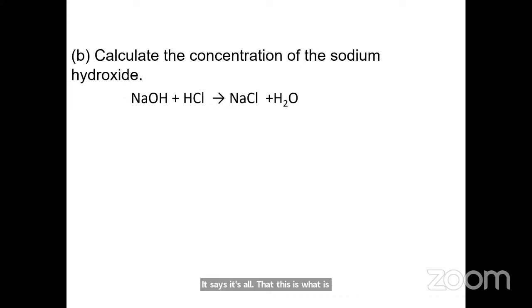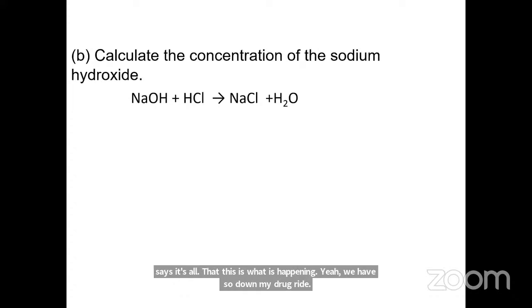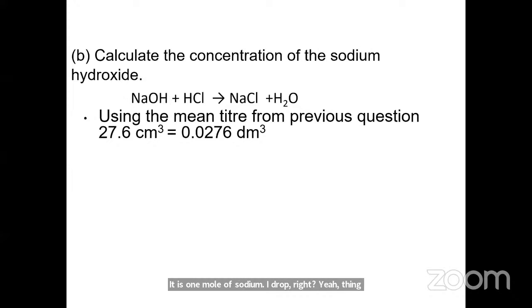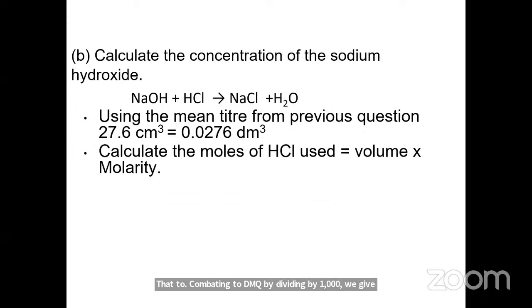Here we have sodium hydroxide reacting with the HCl to form sodium chloride and water. And looking at the equation of reaction, it is 1 mole of sodium hydroxide reacting with 1 mole of HCl. That means the titer we got from the previous question, we are going to use it. We'll convert 27.6 cm³ to dm³ by dividing by 1000, which will give us 0.0276 dm³.